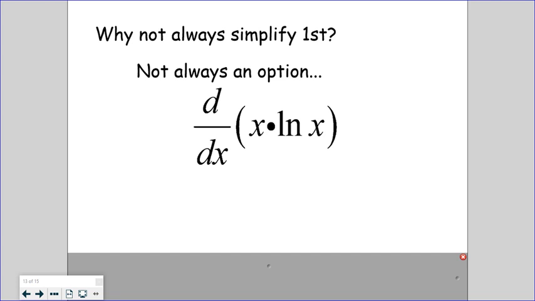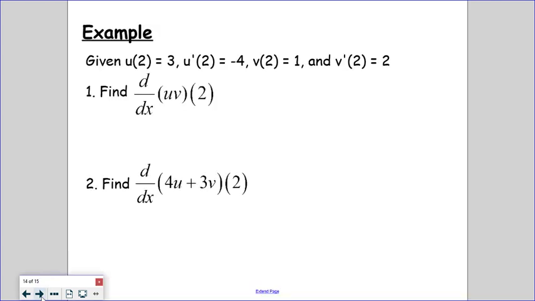Okay, so that's why we have to learn these. We saw one where, with the quotient rule, we can't simplify. This one you can't simplify. You've got to know your rules outside of that. All right, last one we're going to look at is this.